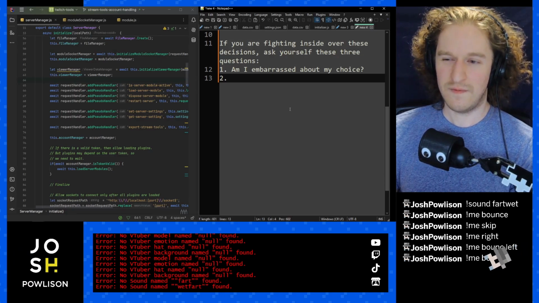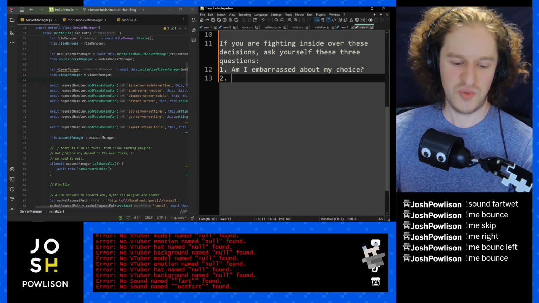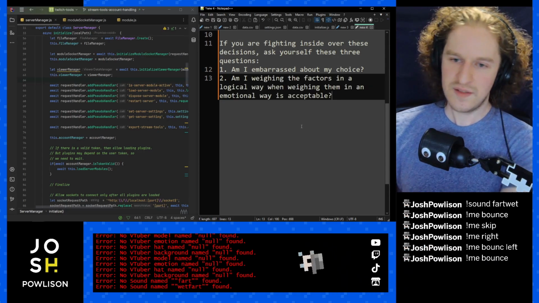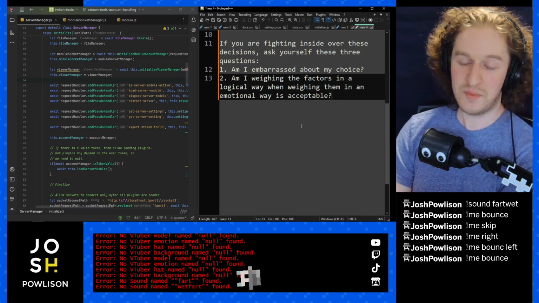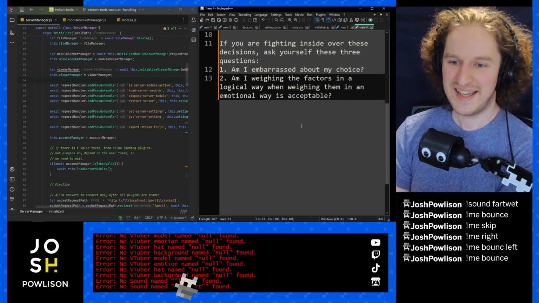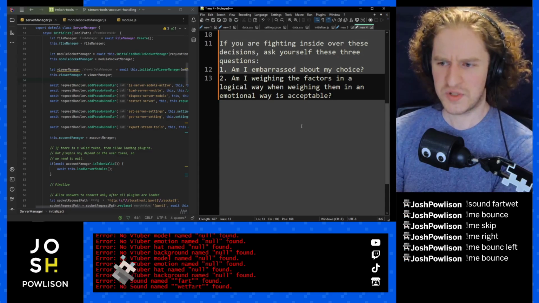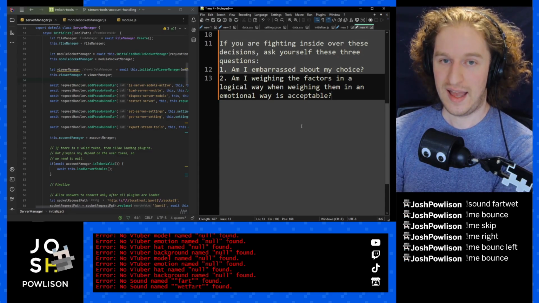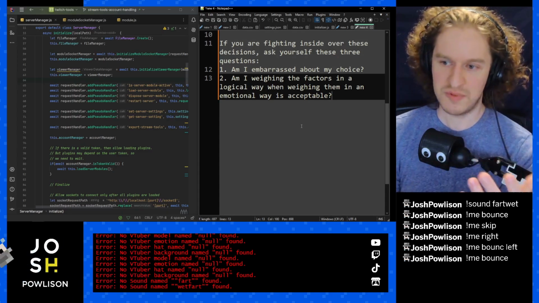And this is going to sound very odd, and I think that for some people, they're going to have an immediate reaction of, this is stupid, why would you say this? Am I weighing the factors in a logical way when weighing them in an emotional way is acceptable? And of course, there might be the question, when is an emotional way acceptable with programming? And I think that's a valid question, so let me throw out some of what I'm thinking.